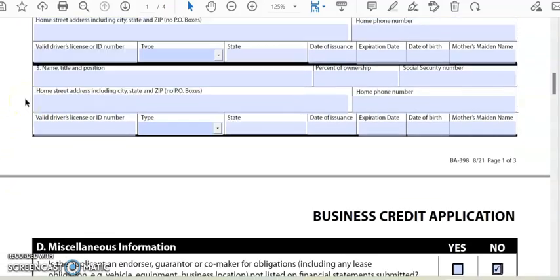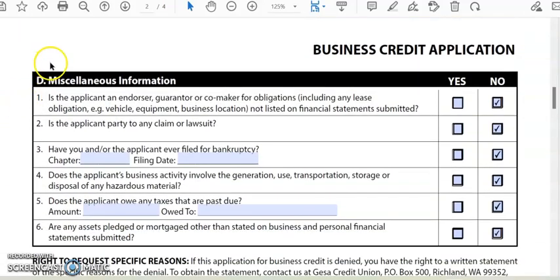other remaining people's information. Section D, which is at the beginning of page 2, is just some information. Has the applicant or endorser, guarantor, or co-maker for obligations not listed on the personal financial statement submitted? In this case, most of the time it's going to be no. However, if that question does apply to you, make sure you hit yes.